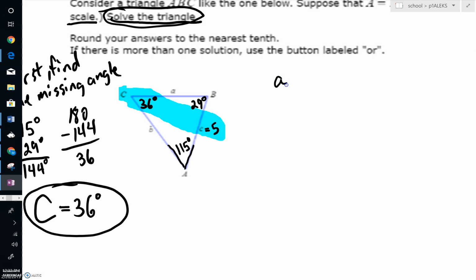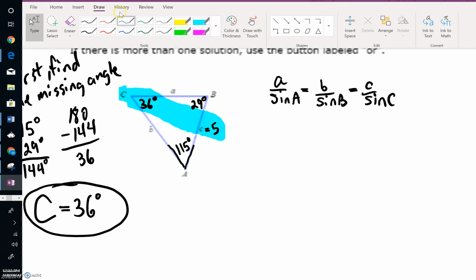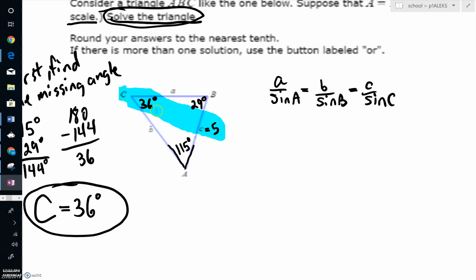At the top of the screen, we had this A over the sine of A. We had B over the sine of B. And we'll have C over the sine of C. You will always find one of these letters where you have both pieces of information. Latch onto that because you're going to use that fraction twice when you solve. You're going to use the C over the sine of C.